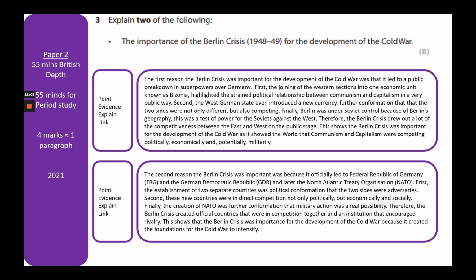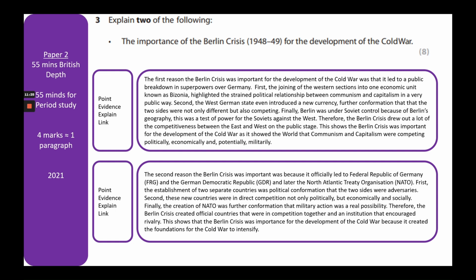And now I'm linking it back to the question. So this shows that the Berlin crisis was important for the development of the Cold War, as it showed the world that communism and capitalism were competing politically, economically, and potentially militarily. So now I'm going to go on to the second.